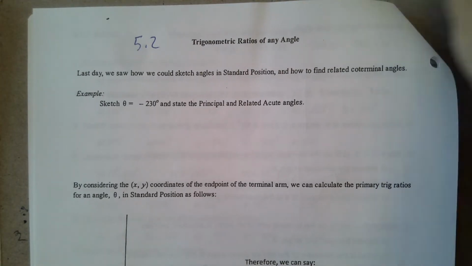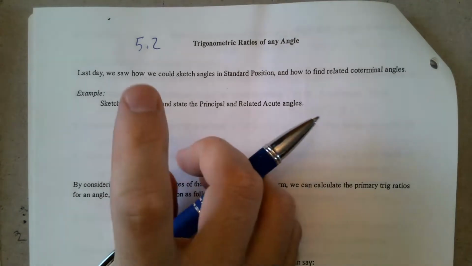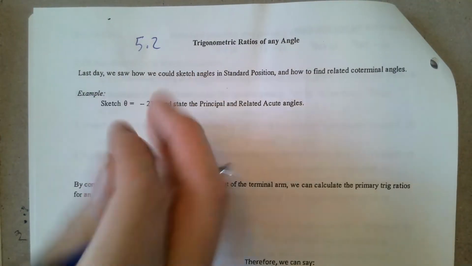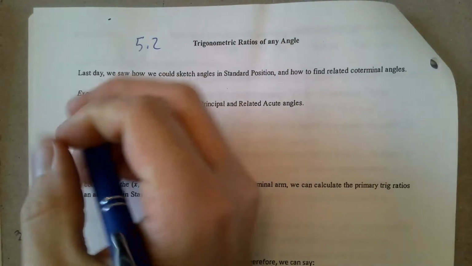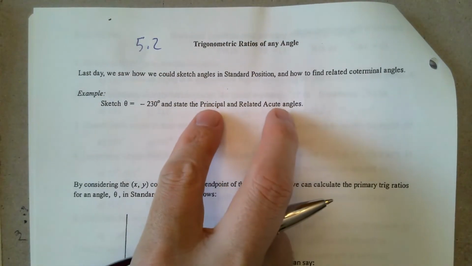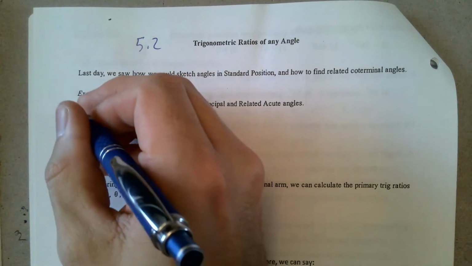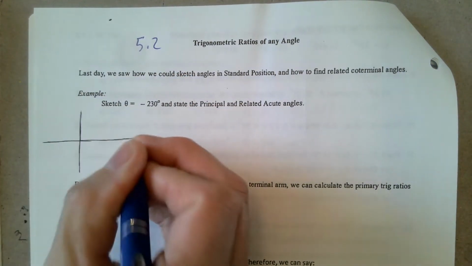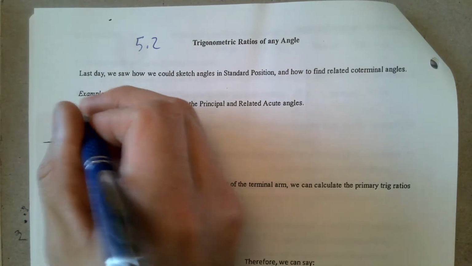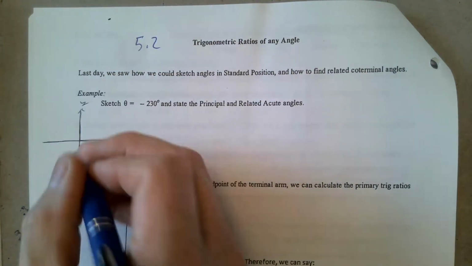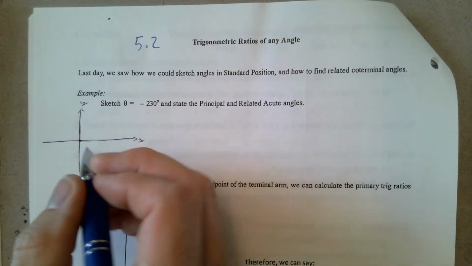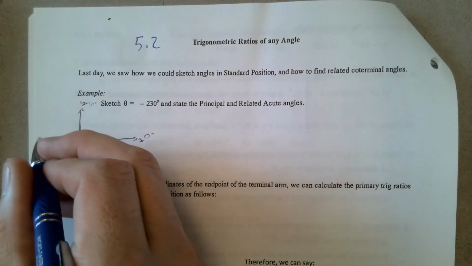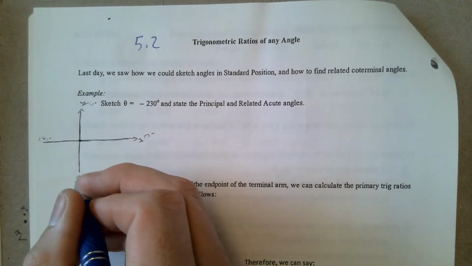So let's review what we did in the last day, talking about angles in standard position, principal angles and related acute angles, and coterminal angles. Let's leave some space here because I want to do some calculations to show you why these angles are important. We didn't really talk about why they were important yesterday. So, standard position. Positive x-axis, positive y-axis, vertex at the origin. Here's 0 degrees, here's 90 degrees, here's 180 degrees, here's 270 degrees.